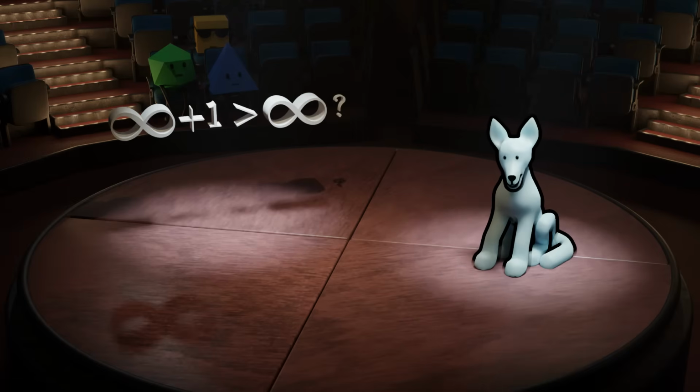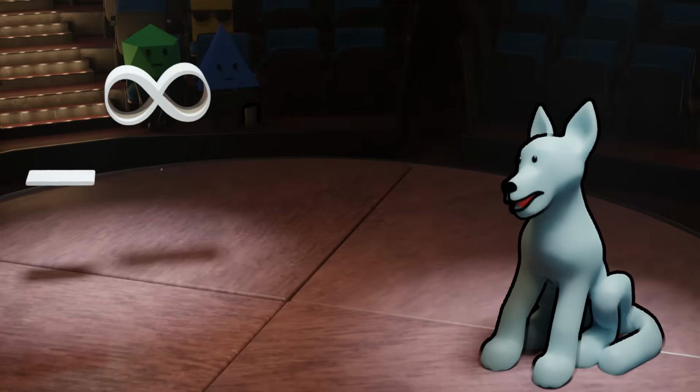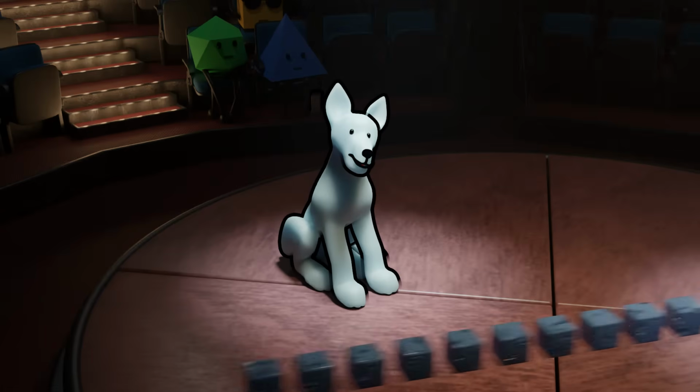It's supposed to be the biggest number. How can something be even bigger? What would happen if you subtracted infinity from infinity? How do you even measure an infinite object in the first place?